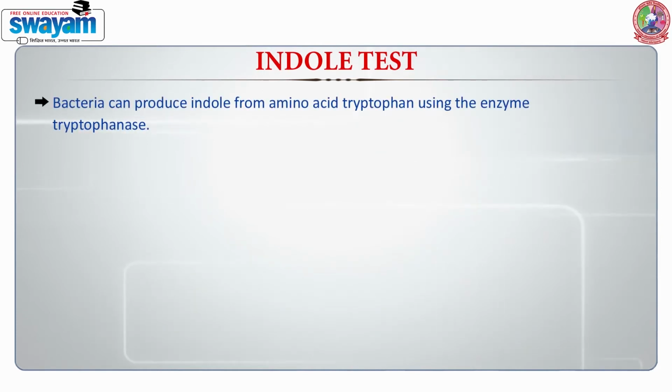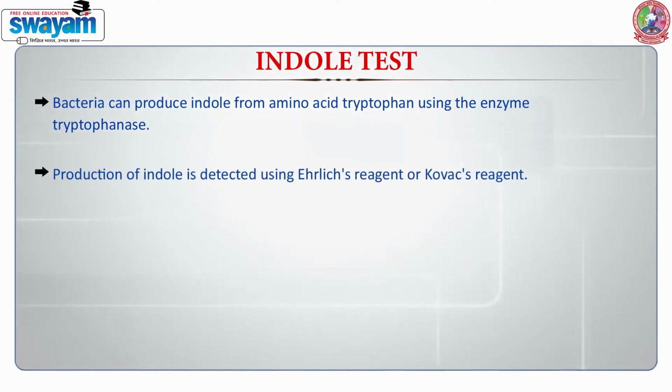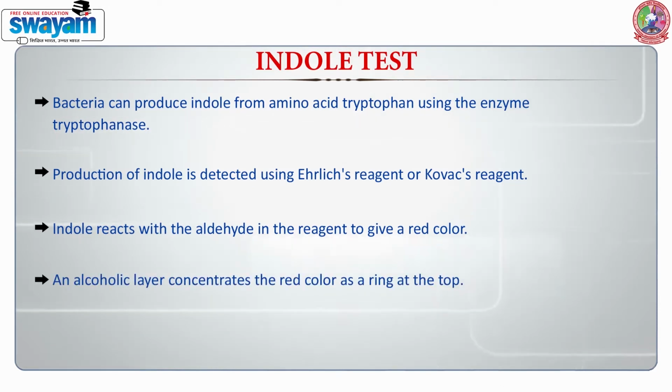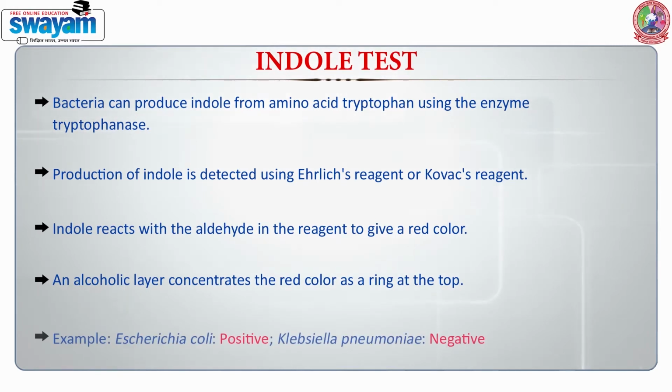Indole test. Bacteria can produce indole from the amino acid tryptophan using the enzyme tryptophanase. Production of indole is detected using Ehrlich reagent or Kovacs reagent. Indole reacts with the aldehyde in the reagent to give a red color. An alcoholic layer concentrates the red color as a ring at the top. E. coli gives a positive result and Klebsiella pneumoniae gives a negative result in this case.